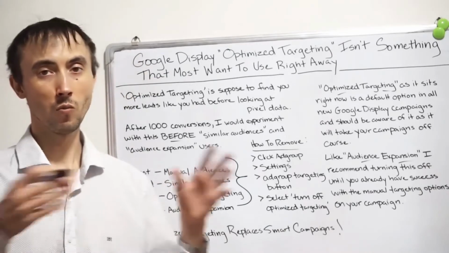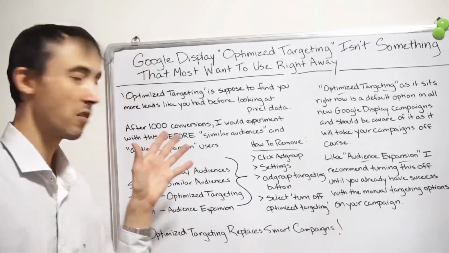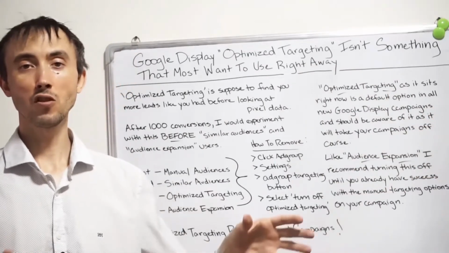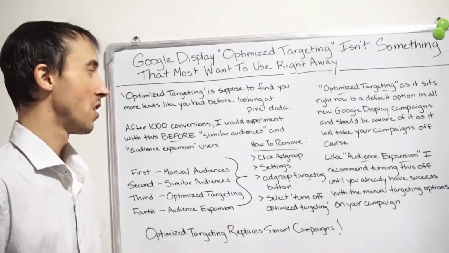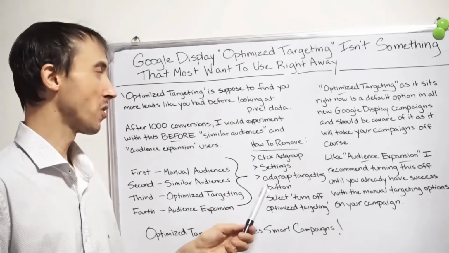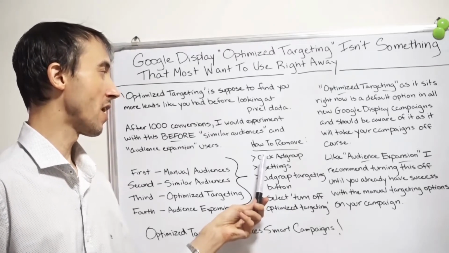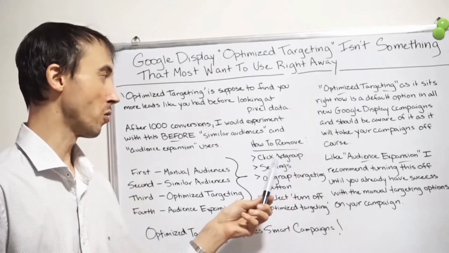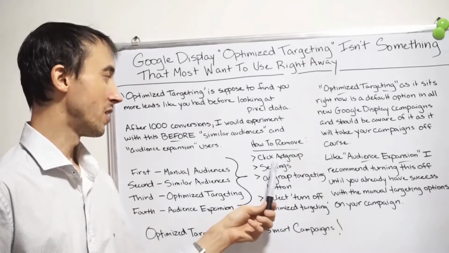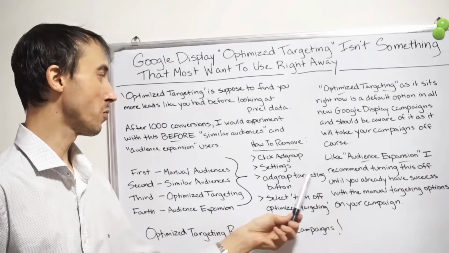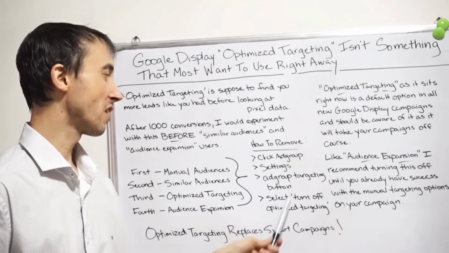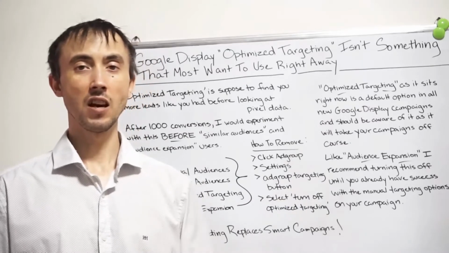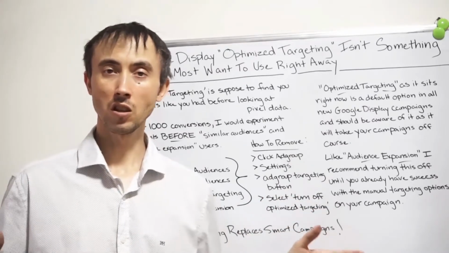So you will want to turn it off until you get that 1,000, or if you can wait, 10,000 conversions before you get back into it. How to remove it is actually really easy. You click the ad group in which you want to turn it off on your Google display campaign. You click on settings, then you click on the ad group targeting button, and then you select turn off optimized targeting. It's a little checkbox, and with that you're good to go.